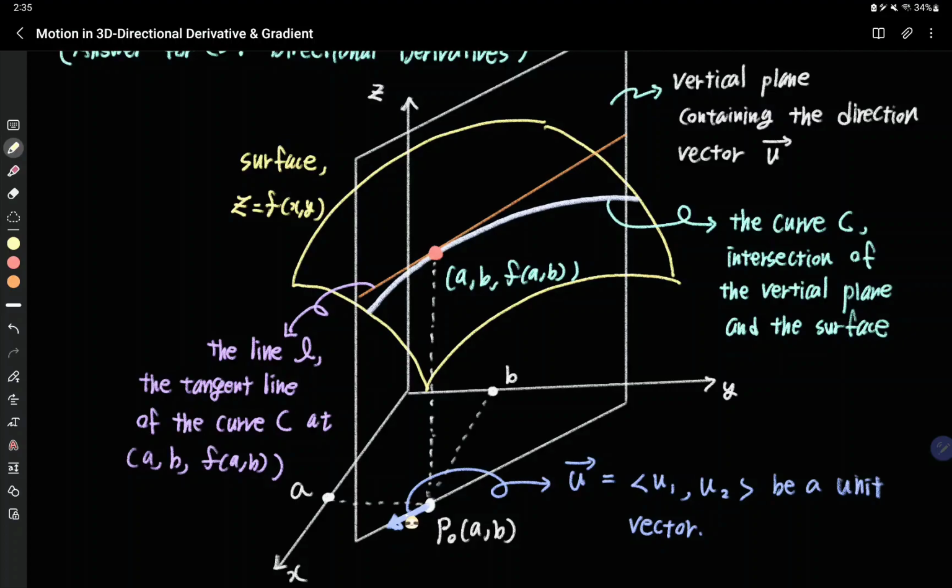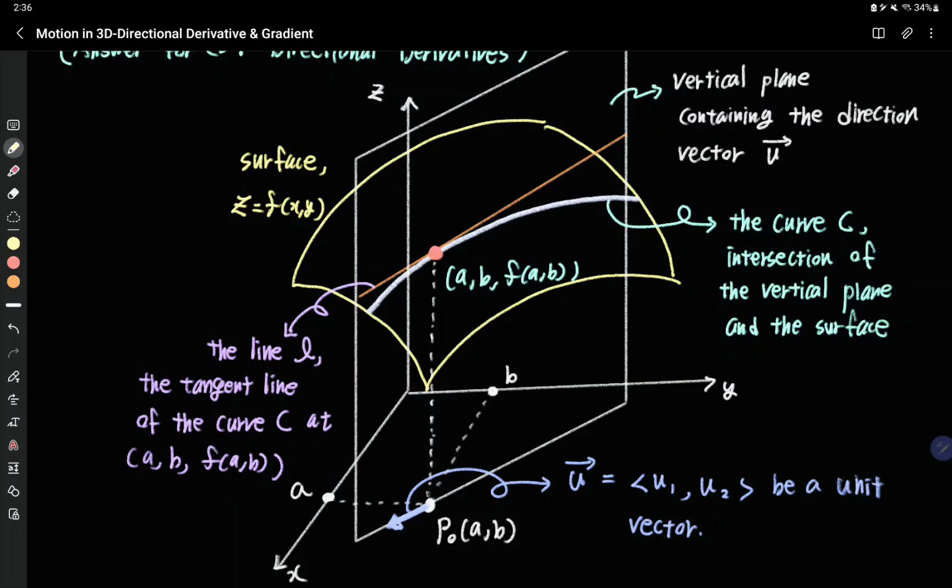Let's say this vector is a unit vector, which means that the magnitude of that vector is 1, and the components of that vector are u sub 1, u sub 2. This is a curve, which, as I told you, is the intersection of the vertical plane containing that vector and the surface. The point whose x and y coordinates are a and b, then (a, b, f(a, b)), is going to be the coordinates of the point on the curve. We want to find the slope of the tangent line. Let's name that line L. It's the tangent line of the curve C at (a, b, f(a, b)).